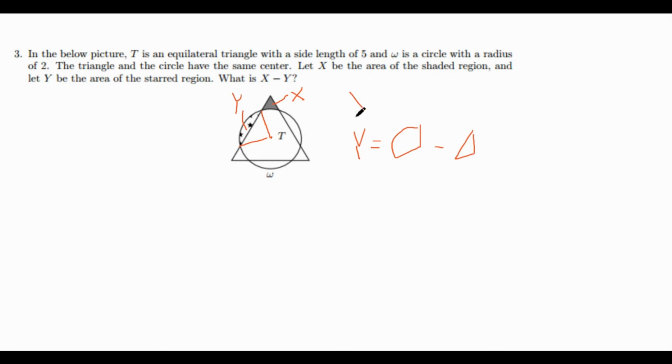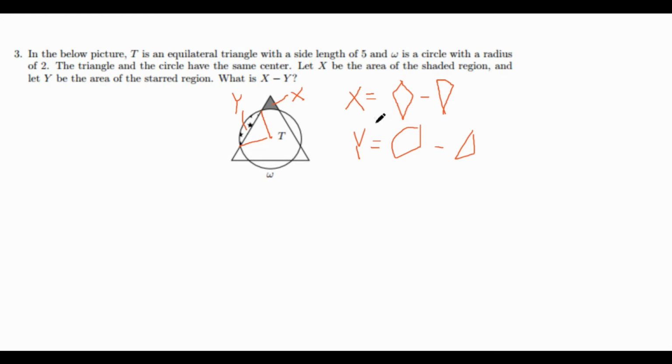Motivated by this idea, we can maybe also find an expression for X in terms of a difference or sum of areas. And in fact, taking this diamond minus this smaller sector works. So now we can find the areas of these four shapes individually and then evaluate X minus Y.